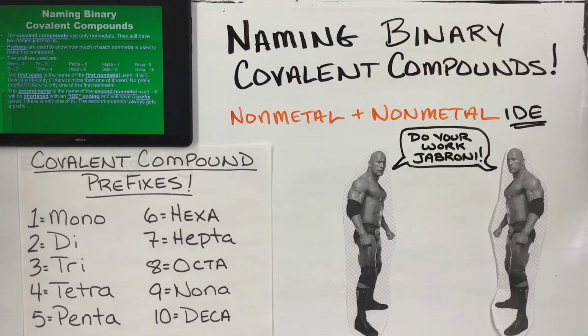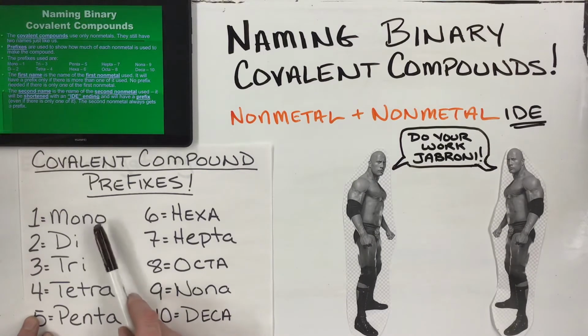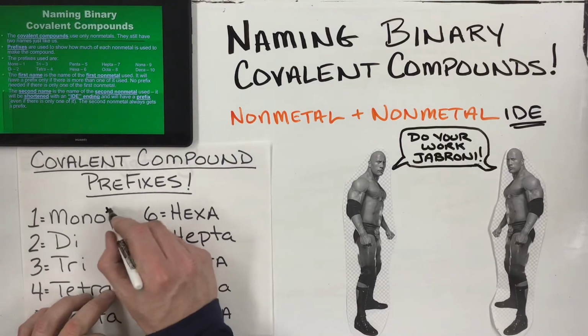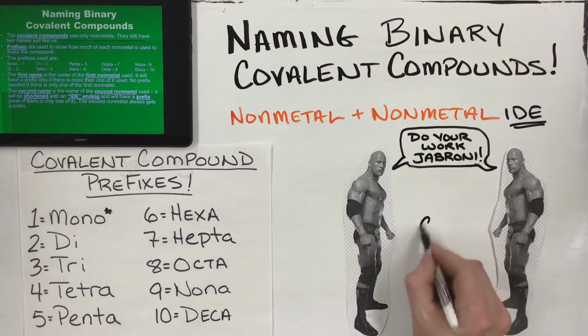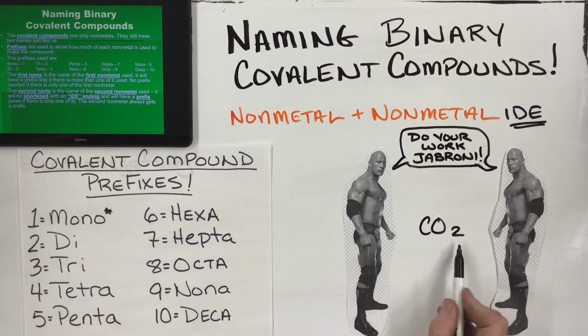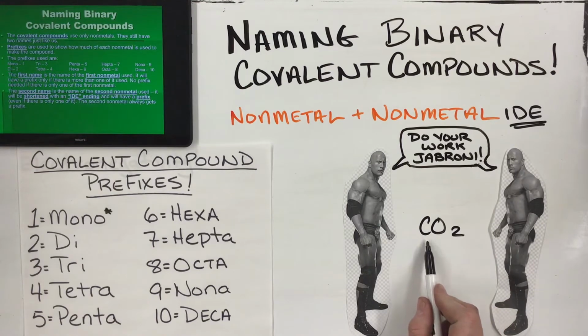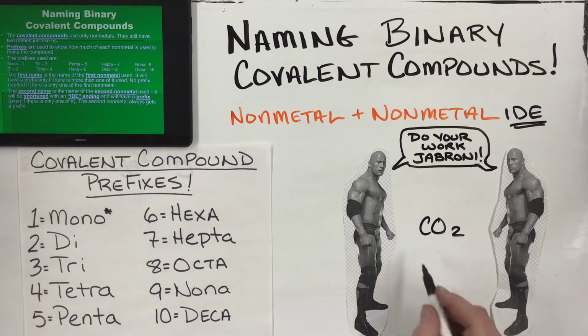Now, an interesting thing. I use all of these for the first element or the second element except for mono. Mono, I'm going to put a little star by it. Mono only gets used on the second element. We never start off a covalent compound with mono. Think of carbon dioxide. We don't say monocarbon dioxide. Carbon dioxide is CO2. It's just carbon, dioxide.